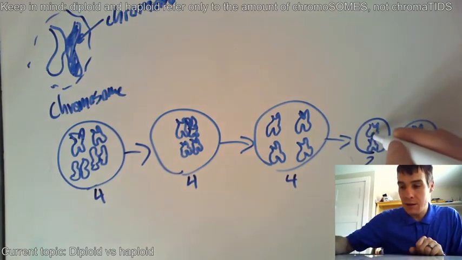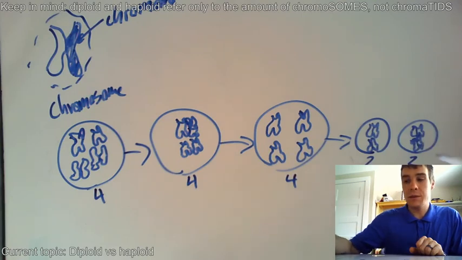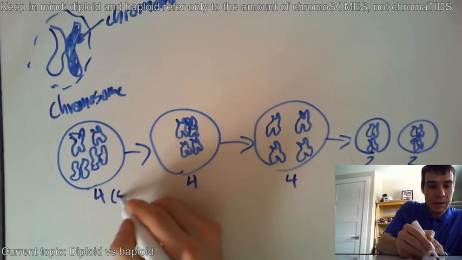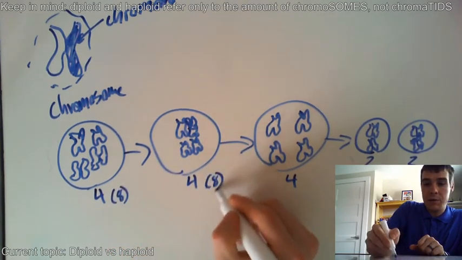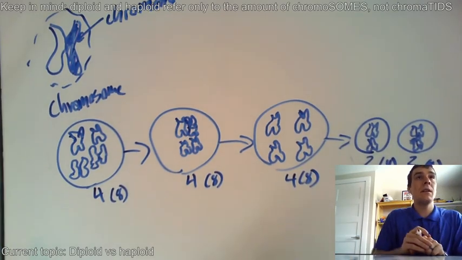There's still 4 chromatids here. If we kind of have the chromatids, there's 8 actual individual chromatids here, and there's 4 here. So we've cut everything in half.